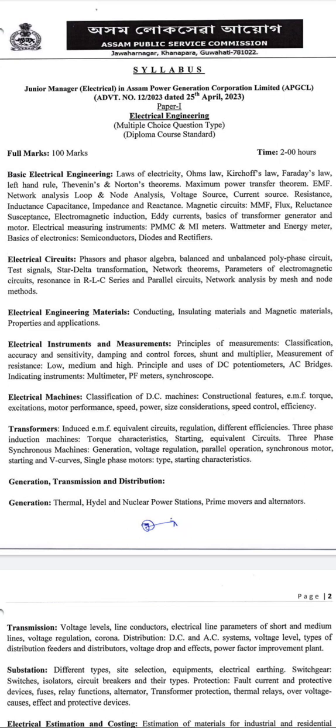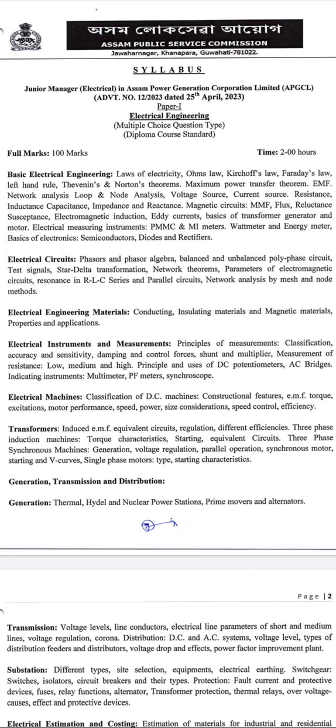Under electrical machines: classification of DC machines, constructional features, EMF, torque, excitations, motor performance, speed, power, size considerations, speed control, efficiency. Under transformers: induced EMF, equivalent circuits, regulation, different efficiencies, three-phase induction machines, torque characteristics, starting, equivalent circuits, three-phase synchronous machines, generation, voltage regulation, parallel operation, synchronous motor, starting and V curves, single-phase motors, types, starting characteristics.